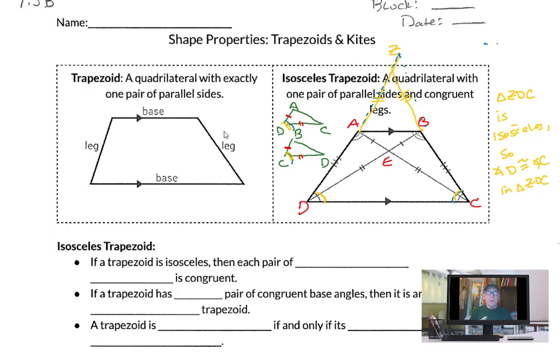Okay, this is the 7.3b shape properties guided notes for trapezoids and kites. And let's take a look, see what we have here. So first of all, we have isosceles trapezoids. Let's just talk about those for a second.